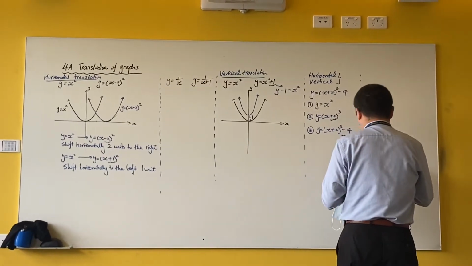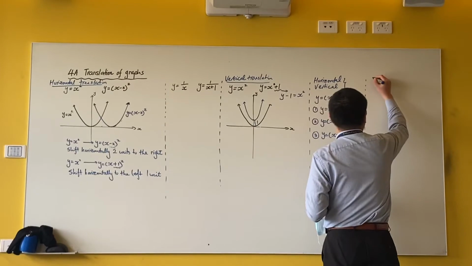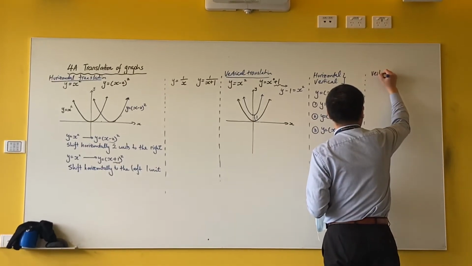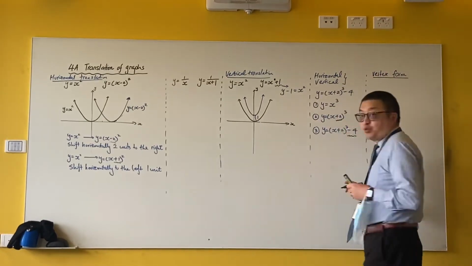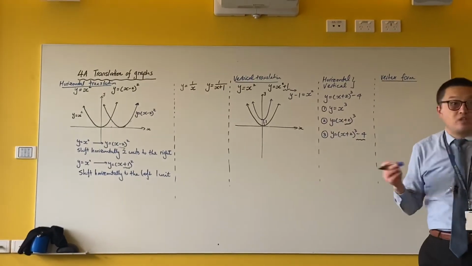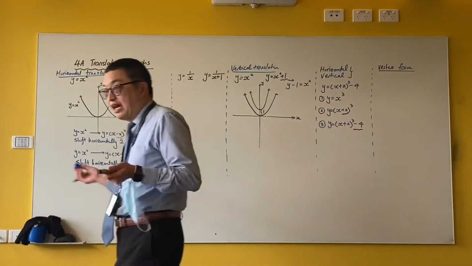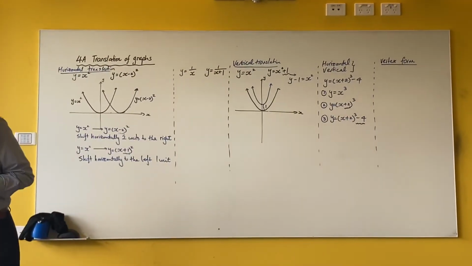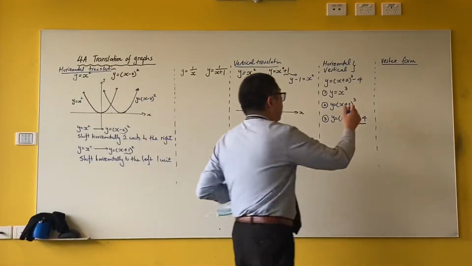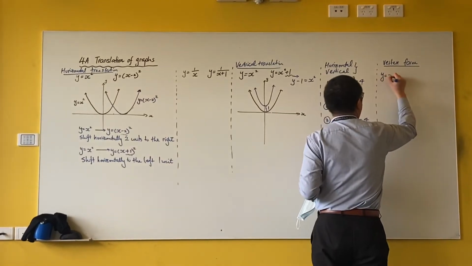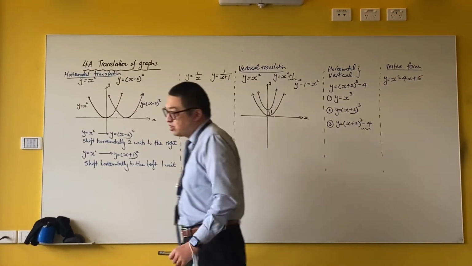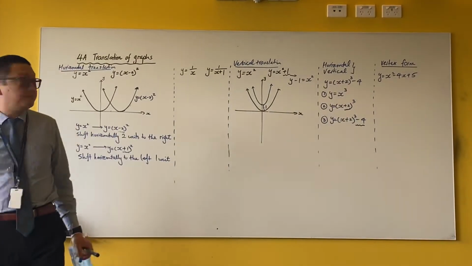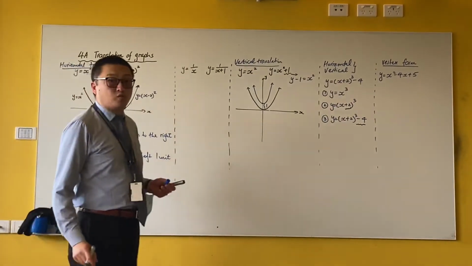So from vertex form, shall we call it? Whenever we talk about the vertex form, we think about completing the square, right? And you guys had complete the square yesterday in the assessment task. So let's have a look. y equals x squared minus 4x plus 5. I think the numbers are right. Yeah. So I'm going to complete the square first.